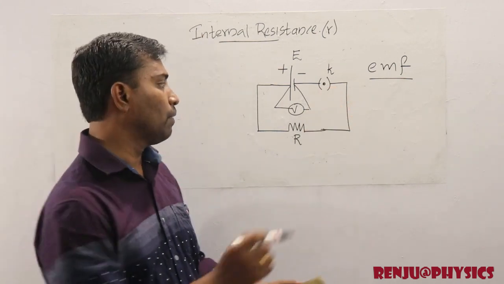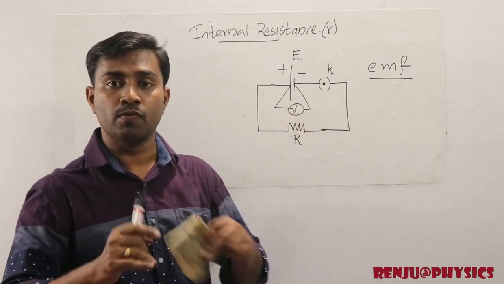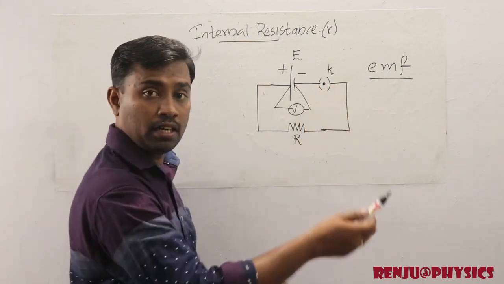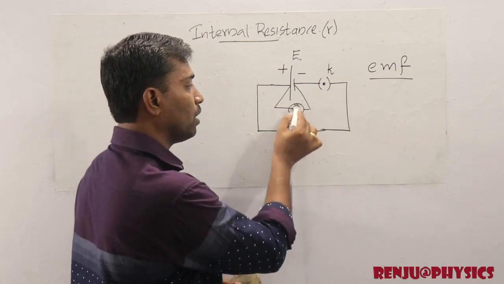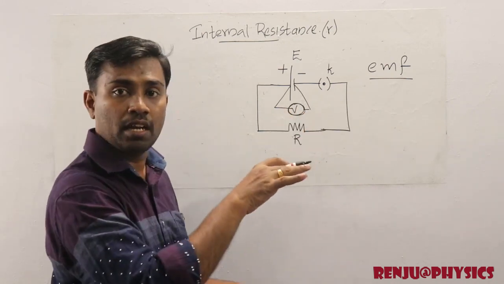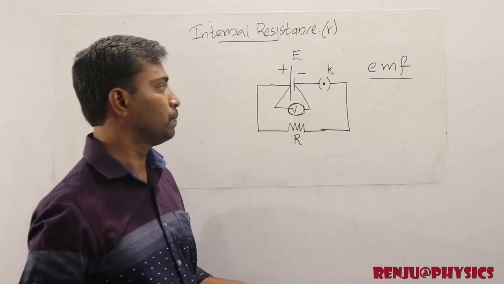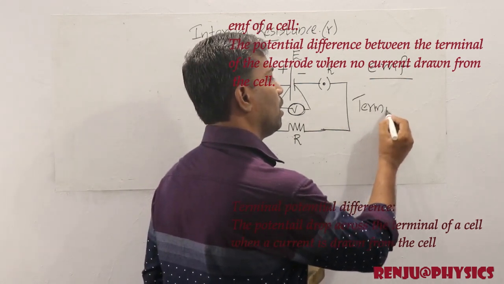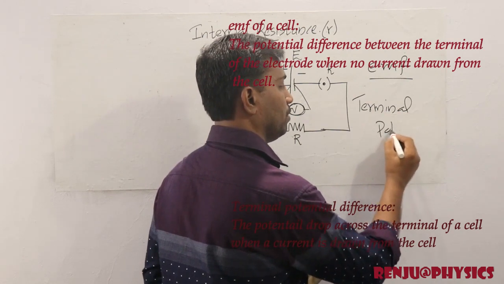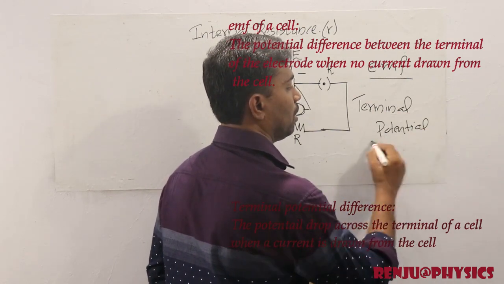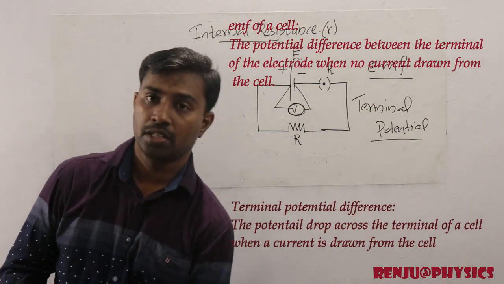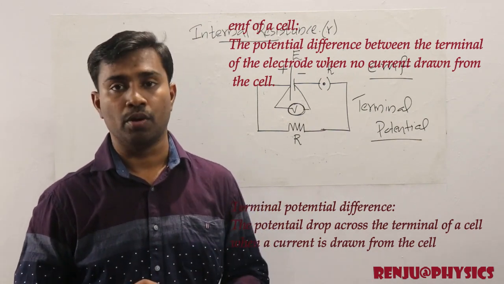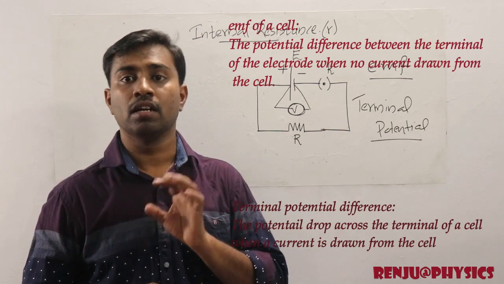Then the voltmeter reads a value less than before. When we close the key, the voltmeter reads a value which is less than what we saw before. That is called the terminal potential. So the terminal potential is the potential difference between the electrodes when a current is drawn.